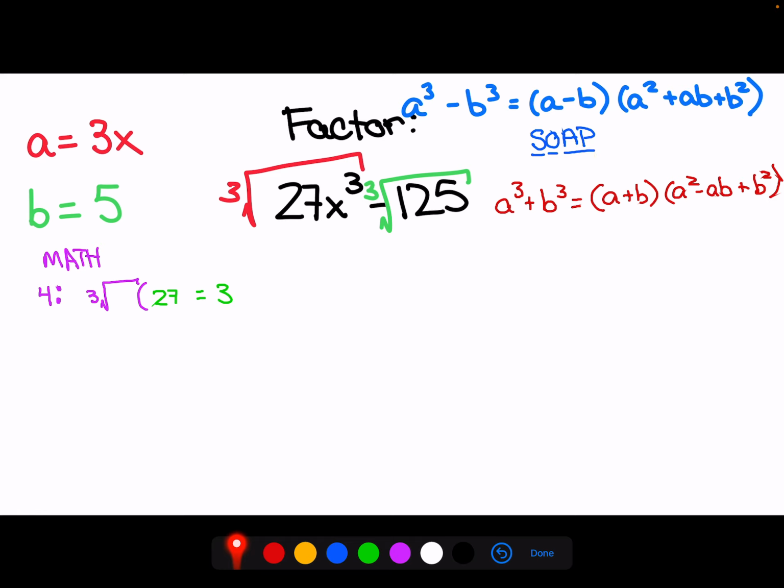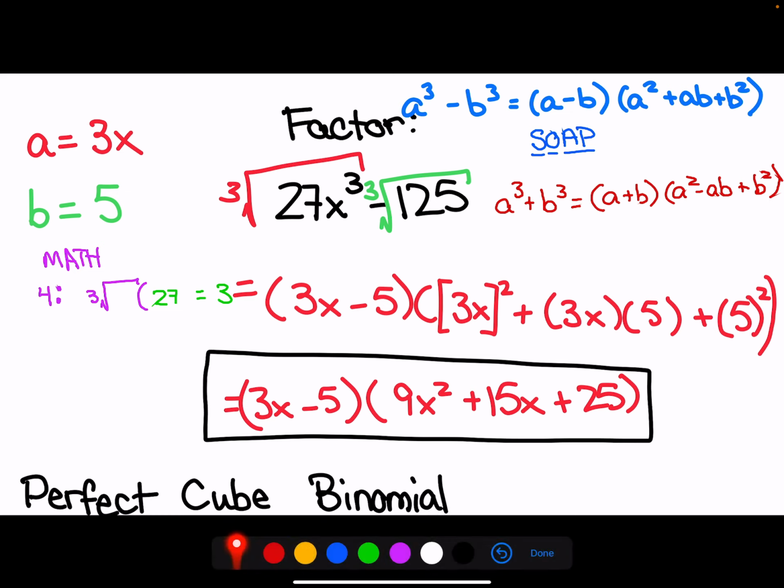Now that we have a and b, we can use SOAP, and we can find out what our actual answer is. This will turn into 3x minus 5 times 3x squared plus 3x times 5 plus 5 squared. It's very important that when we are looking at this 3x squared, this exponent is affecting both the coefficient and the variable. So I need to square both. I'm going to square the 3, which gives me 9, and square the x, which gives me x squared. So our final answer, when we multiply everything out, is 3x minus 5 multiplied by 9x squared plus 15x plus 25. And that is our final answer.